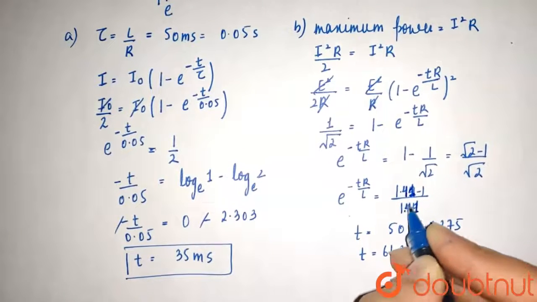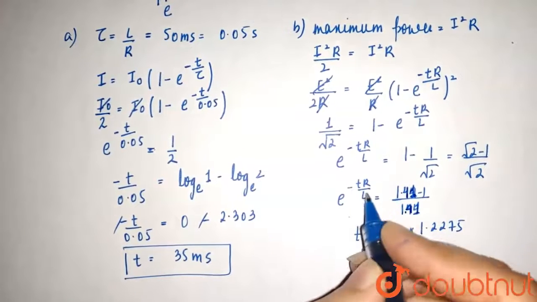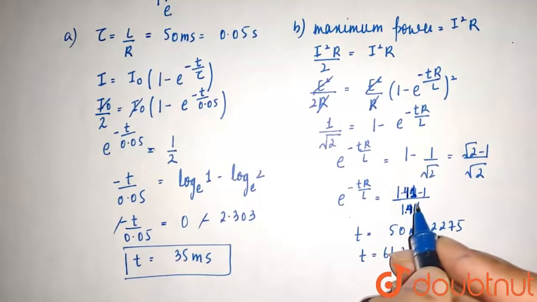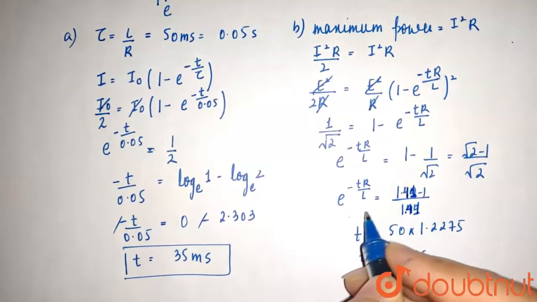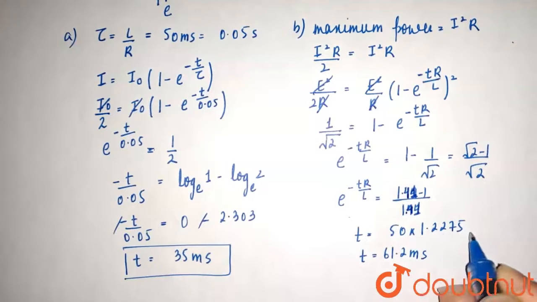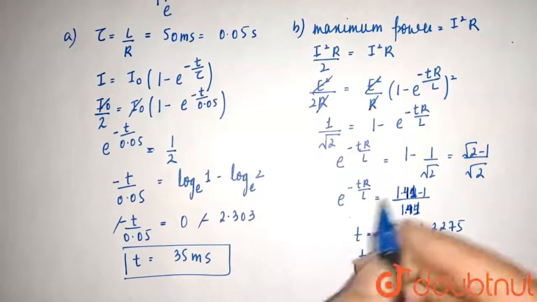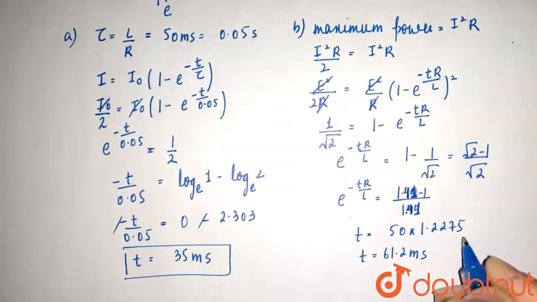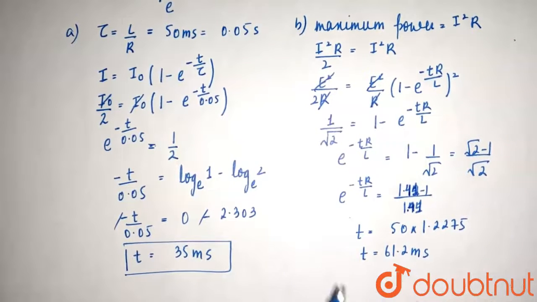And how did we get this 50? We got it from R by L is 1 by 50, and when we take e here it becomes log. So we can write minus t by 50 is equal to log of this, which is equivalent to 1.2275. So 50 comes here, 50 into 1.2275 is equal to 61.2 milliseconds. That completes our B part.